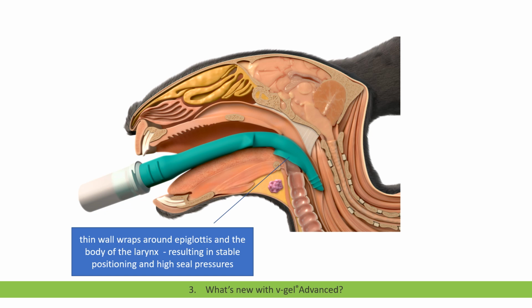Here you can see a lateral cross-sectional view, and you can see that thin-walled seal wrapping around the epiglottis and the body of the larynx. And again, that's there to give us that nice stable position and much higher seal pressures. Broadly speaking, when I'm ventilating rabbits, I will ventilate at between 11 centimeters of water and 17 or 18 centimeters of water, depending on the needs of the patient. And these v-gel Advanced devices will easily seal within those ranges.